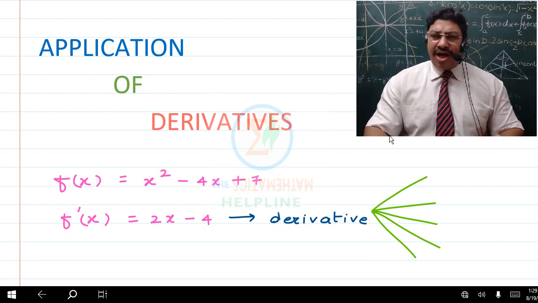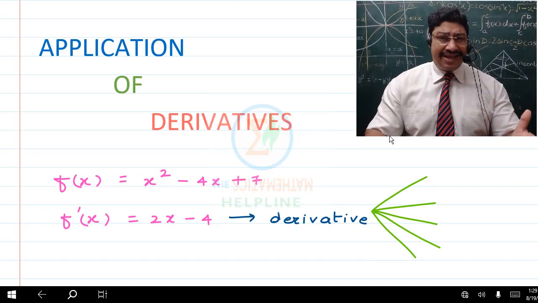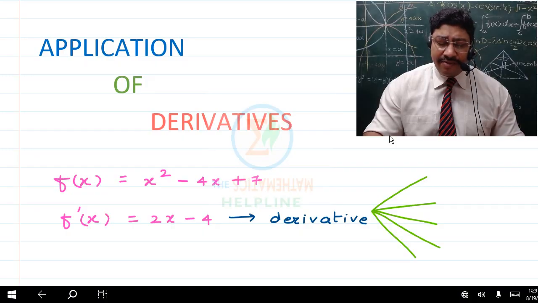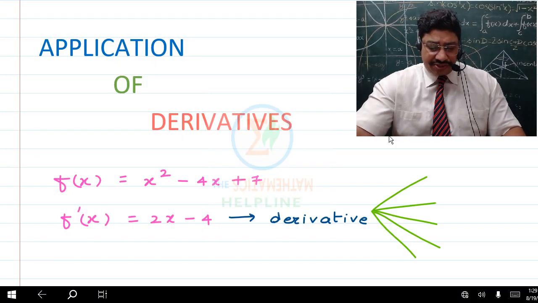Okay, now that you have understood that we have these 5 different applications that we'll be studying to cover the syllabus of class 11 and 12, right? Let us quickly discuss the first one, which was tangents and normals.